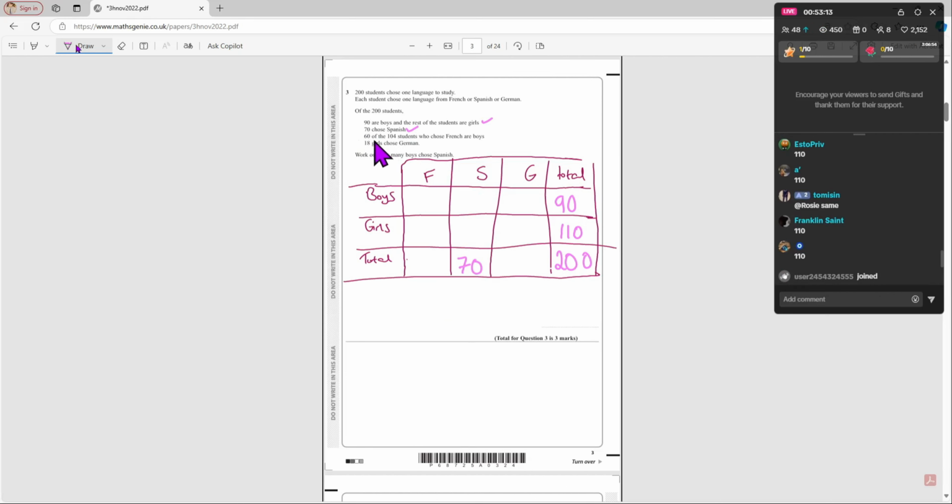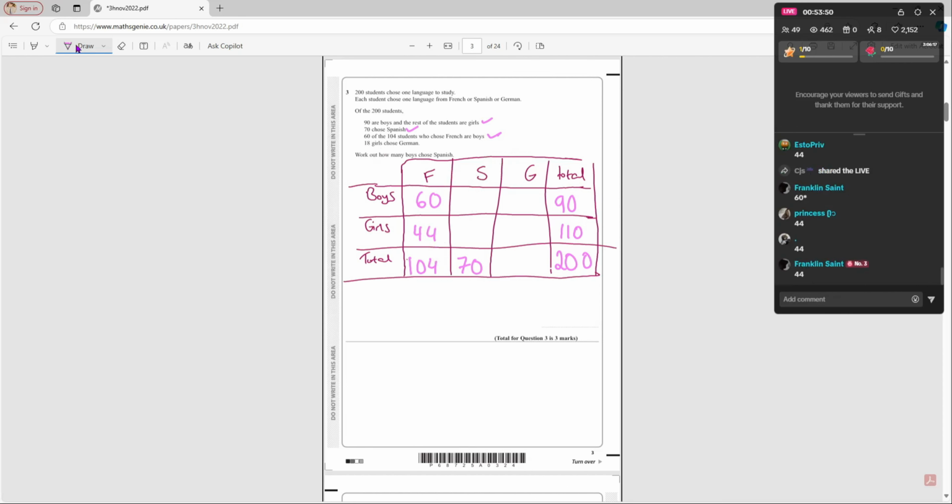And then we have 60 out of the 104 students who chose French are boys. So we know that the total is 104 students that chose French, and then we know that 60 are boys. So in the chat, can you tell me how many girls chose French if there are 60 boys and 104 students that chose French altogether? Yes, well done. It's going to be 44. 44 girls chose French. And then once you've done that, put a tick there.